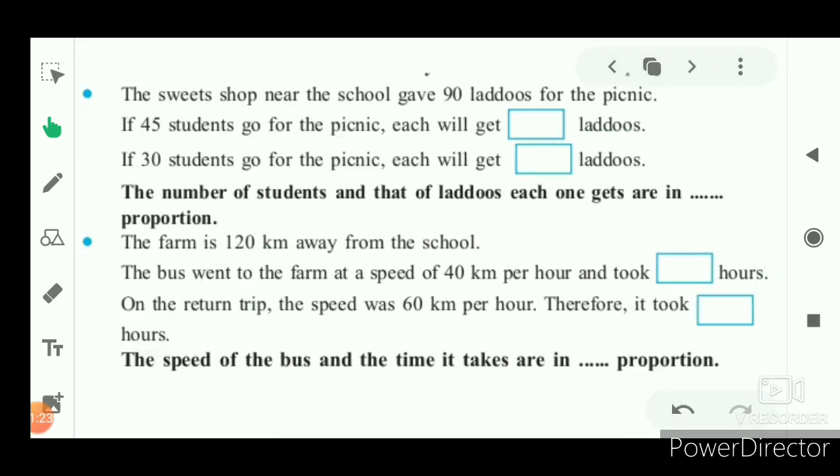Now let's see another example. The other experience of the students was the sweet shop near the school gave 90 laddus for the picnic. There was a sweet shop near the school and the shopkeeper gave 90 laddus to the students for the picnic. So 45 students will go to the picnic.